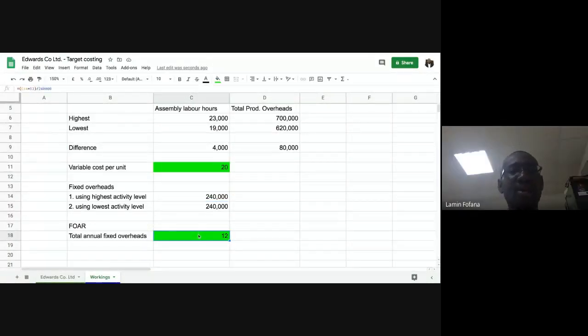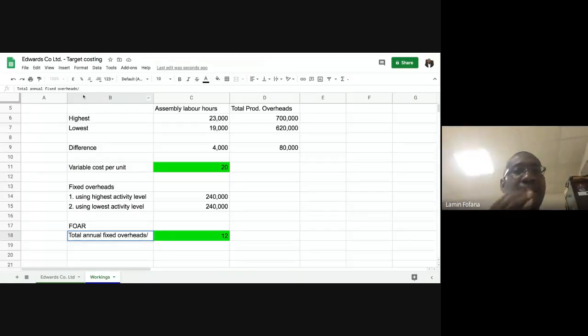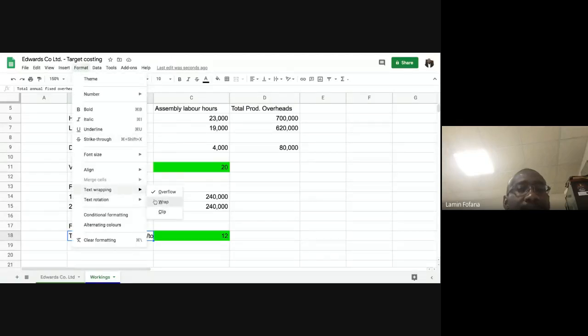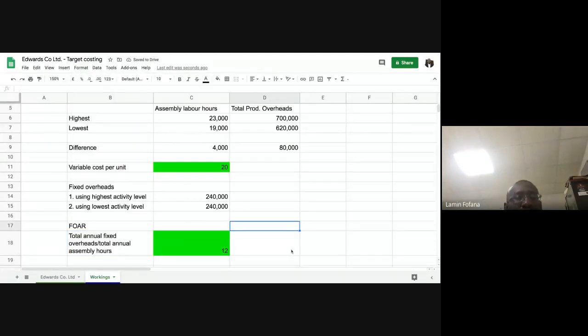So that's why we have to calculate the annual fixed overheads, the total annual fixed overheads divided by the total annual assembly hours. So it's the total annual fixed overheads divided by our total annual assembly hours. So that gives us 12. Is that clear now?